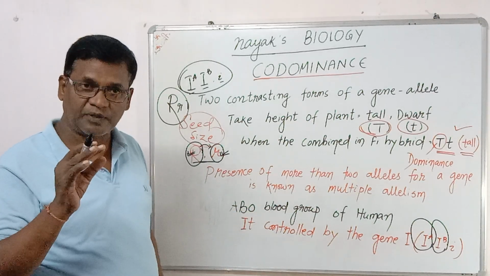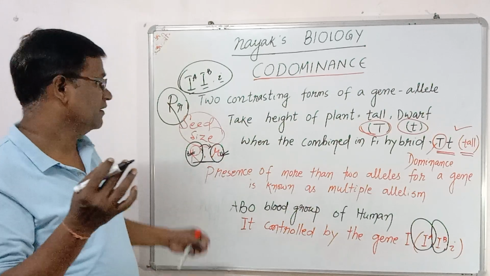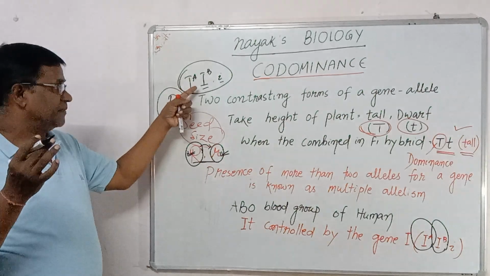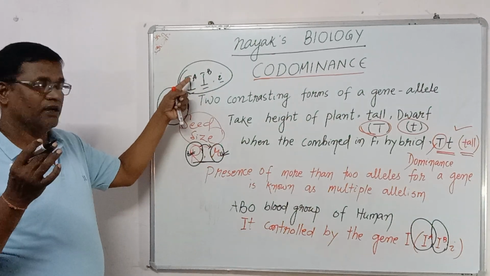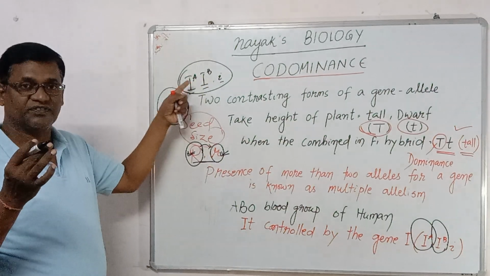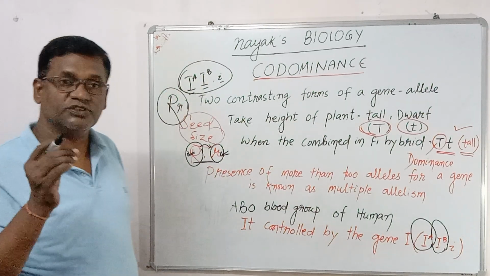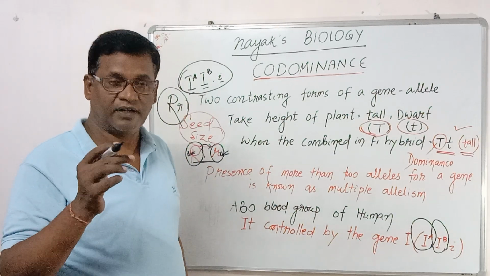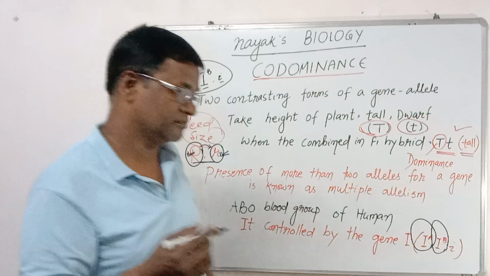And what are the genes which control our blood grouping? Capital IA, capital IB and small i. These are the three genes which control our ABO blood grouping. All of you clear? Now we are going to another concept.